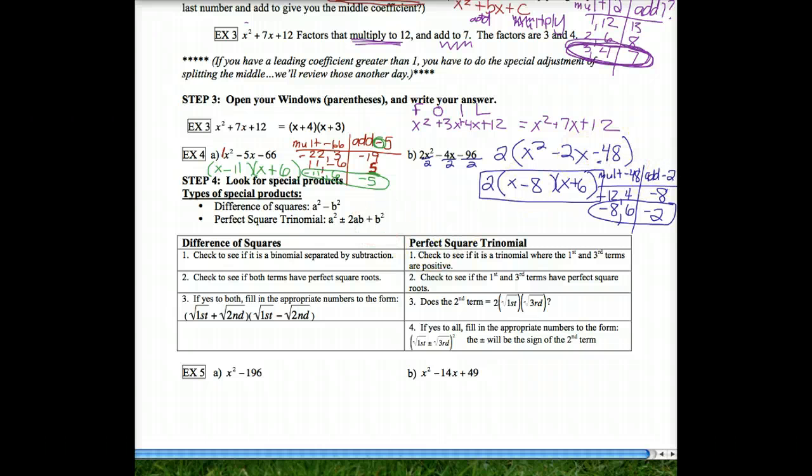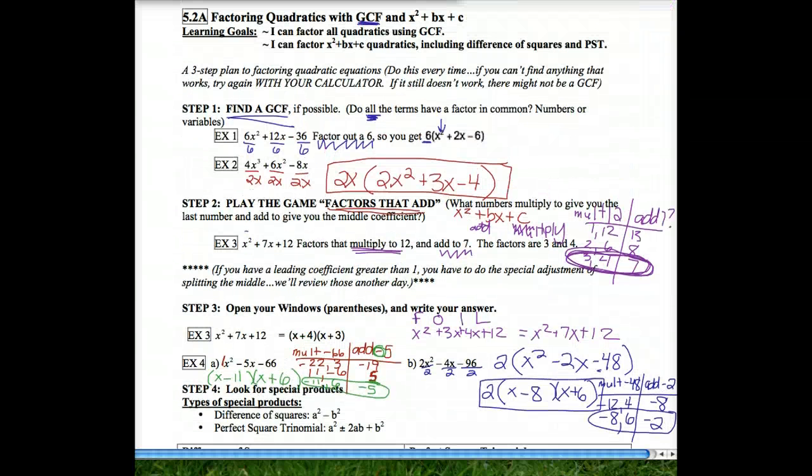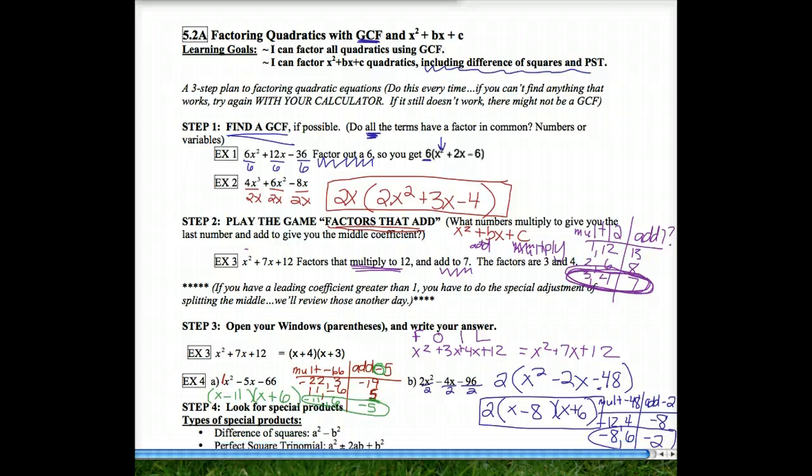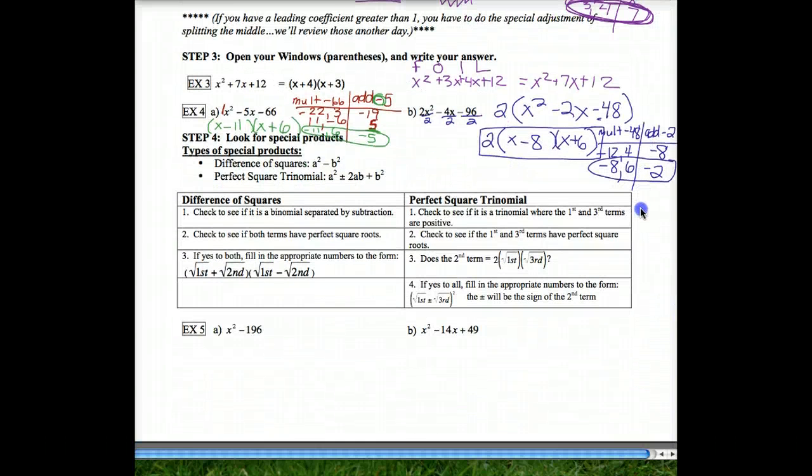Okay, so that's our review of the factors that add type of factoring, the x squared plus bx plus c, as well as GCF. The last thing, if you'll notice from our learning goal, it says including difference of squares and PST. These are what we call special products. The difference of squares takes the form a squared minus b squared, which means you only have 2 terms. They're separated by subtraction, and they both are perfect squares, hence why we call it difference of squares.